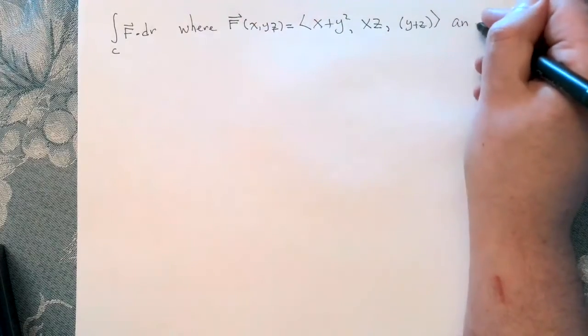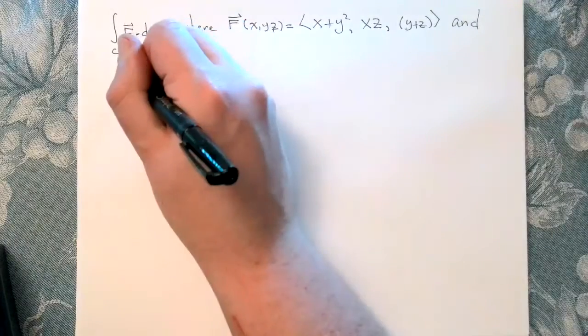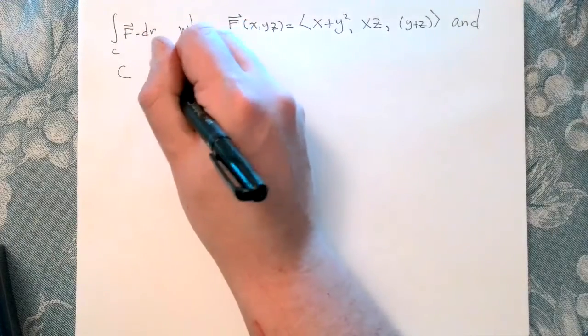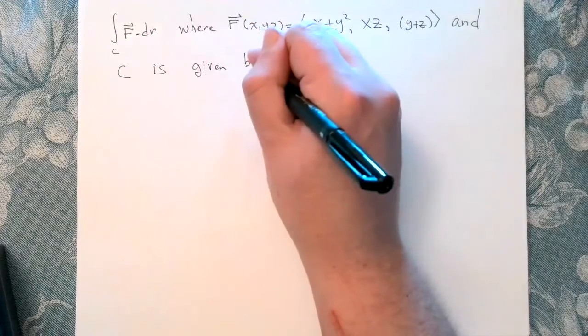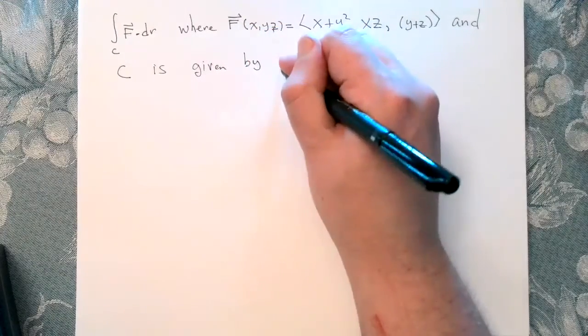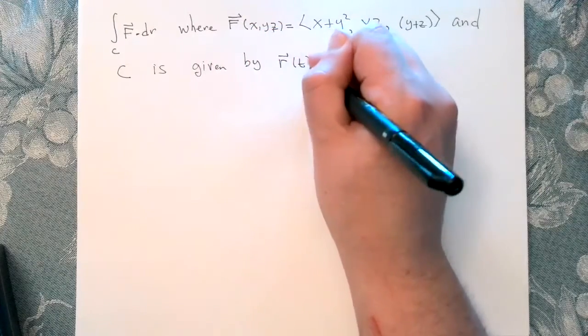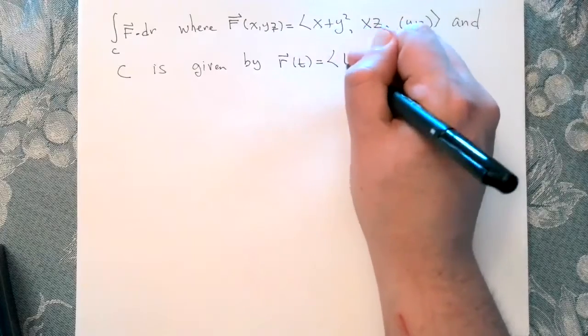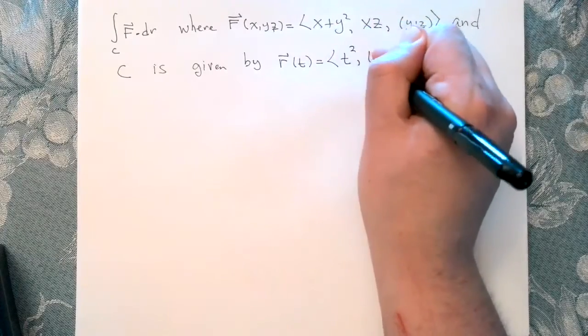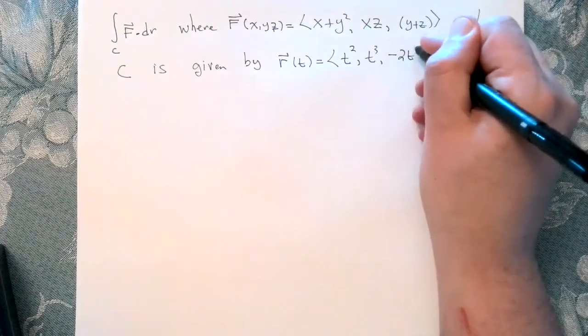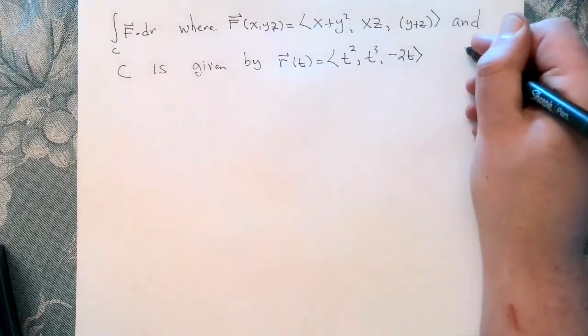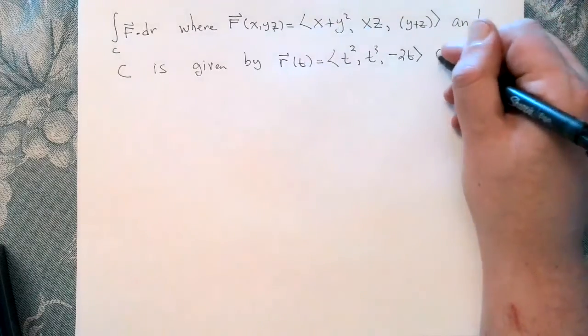And let's say the path or the curve C is given by some vector function. Let's say r of t is equal to t squared, comma t cubed, comma minus 2t. And let's say our parameter t goes from 0 to 2.